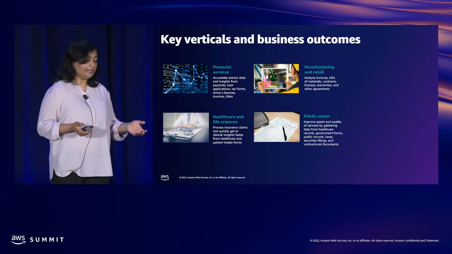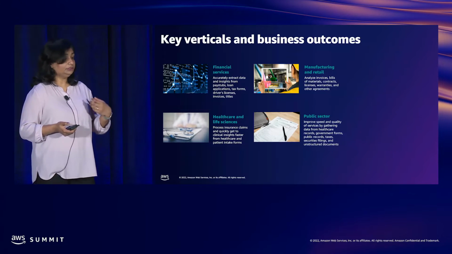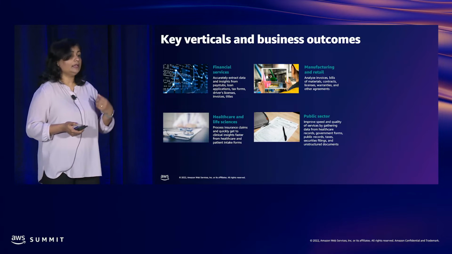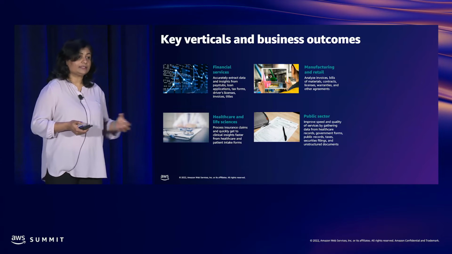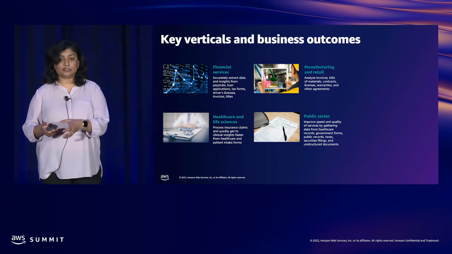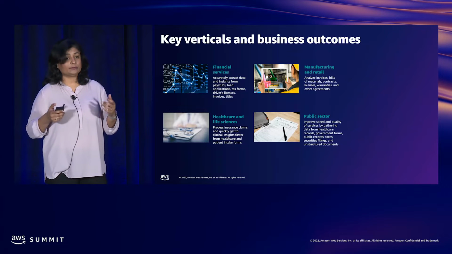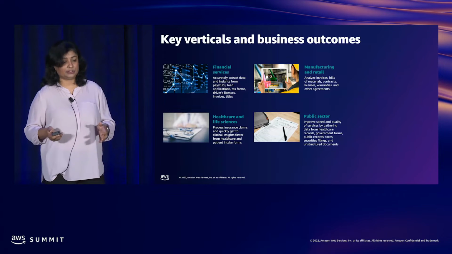And then if you look at healthcare and life sciences, there are companies like Anthem who do life insurance processing and claims processing, and they also use the data that is extracted from the document to figure out what needs to happen next. It's business insights or business process decisions that have to happen.